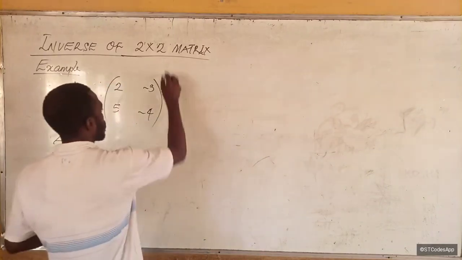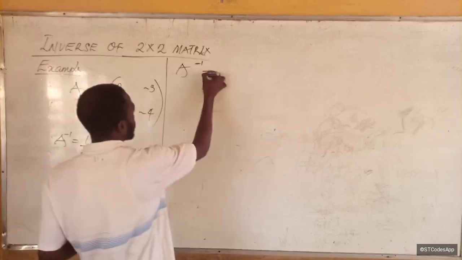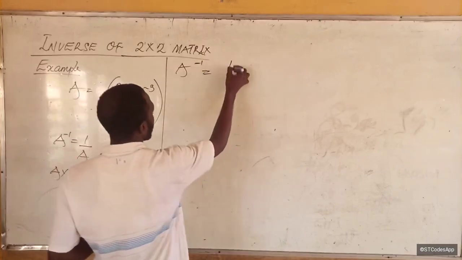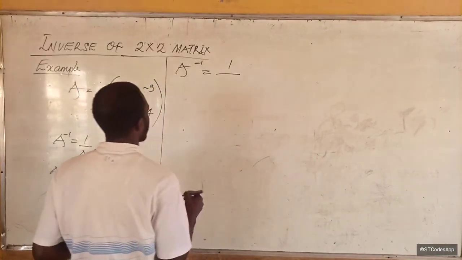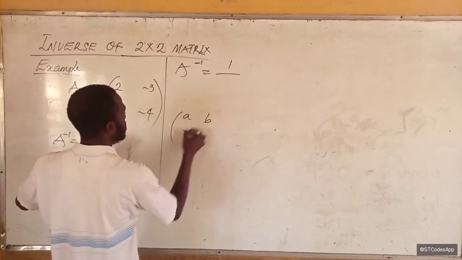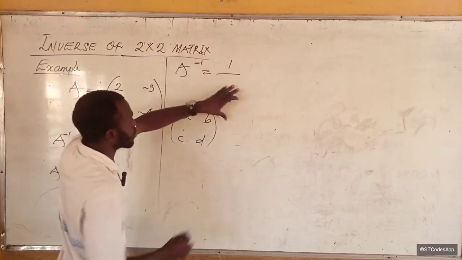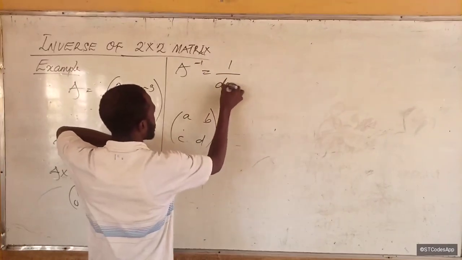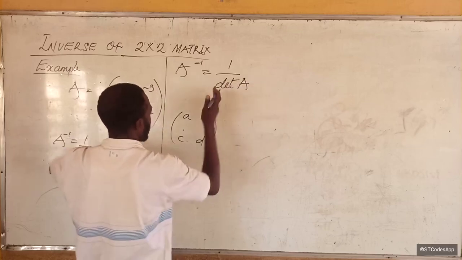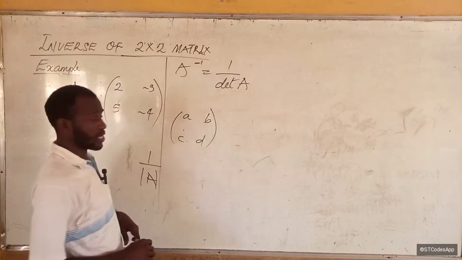The first thing you should know is the formula for the inverse of this matrix A. Let's say matrix A was A, B, C, D. Now, the inverse of this matrix will be 1 over the determinant of A, or you can write it as 1 over det A, if that is how you want to write it.